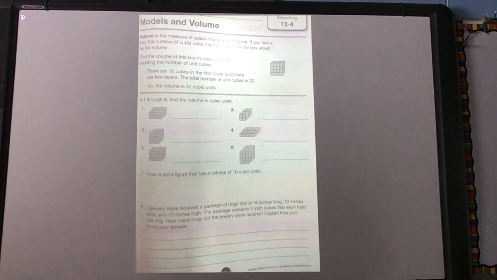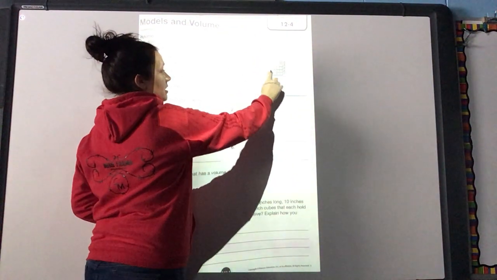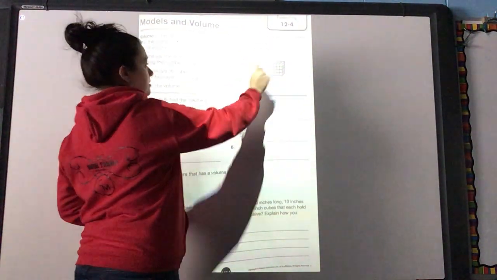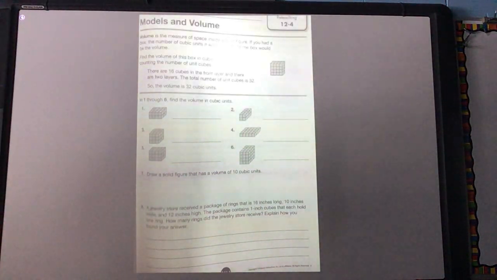There are 16 cubes in the front layer. So in the front layer right here, they're saying you can count 16. And there are 2 layers. So you could do 16 times 2 or 16 plus 16 to get 32. And then make sure you guys always have your labels.